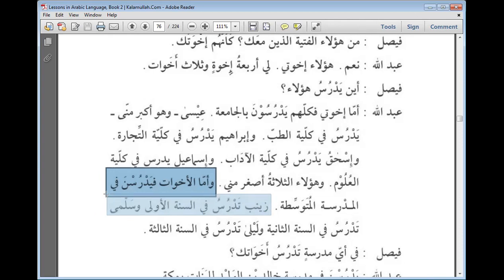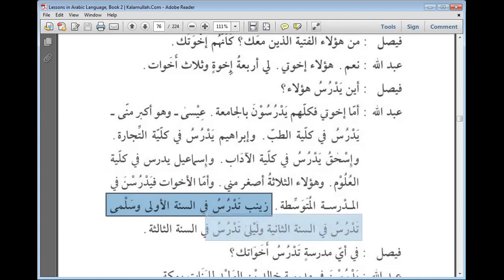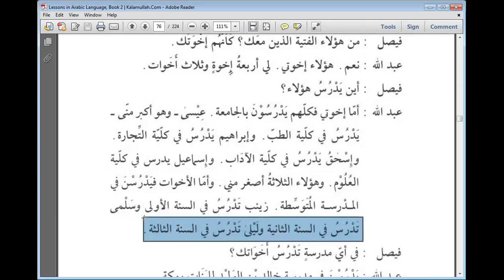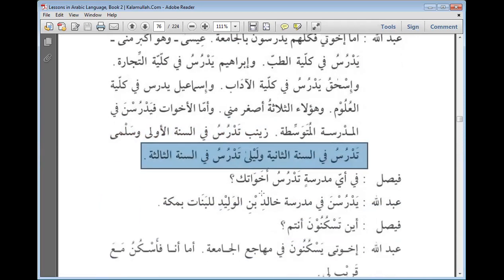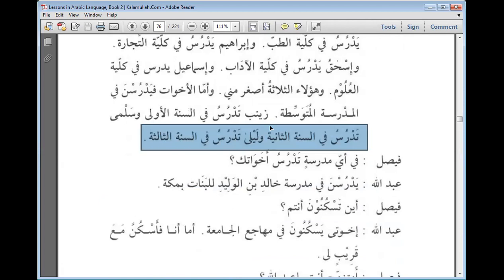Then he goes on to list them by name. Zainab تدرس في السنة الأولى وسلمى تدرس في السنة الثانية وليلى تدرس في السنة الثالثة. Right, again, one more time. Zainab, let's highlight it here. زينب تدرس في السنة الأولى وسلمى تدرس في السنة الثانية وليلى تدرس في السنة الثالثة. That's pretty clear. Zainab studies in first year, Salma second year, and Layla third year.